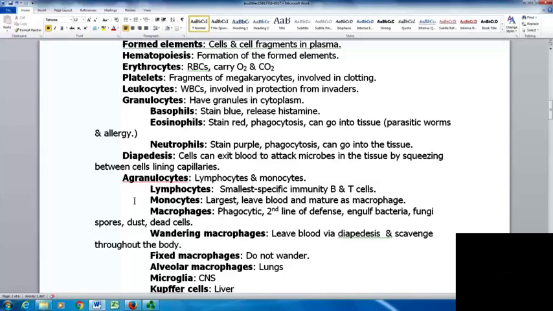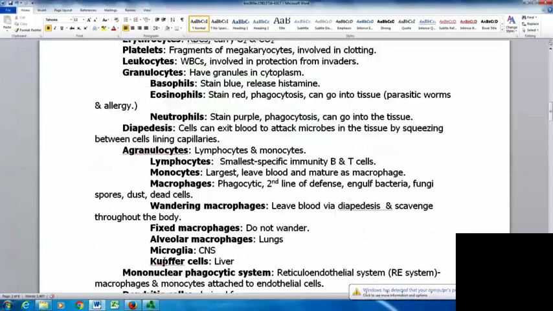So your macrophages are phagocytic cells, and they're going to be involved with your second line of defense. They'll engulf bacteria, fungi, spores, dust, dead cells, a variety of things. Some of the macrophages are going to be fixed and some wander. The wandering macrophages leave the blood via diapedesis, and they can scavenge throughout the body. Fixed macrophages do not wander. They will be in specific areas.